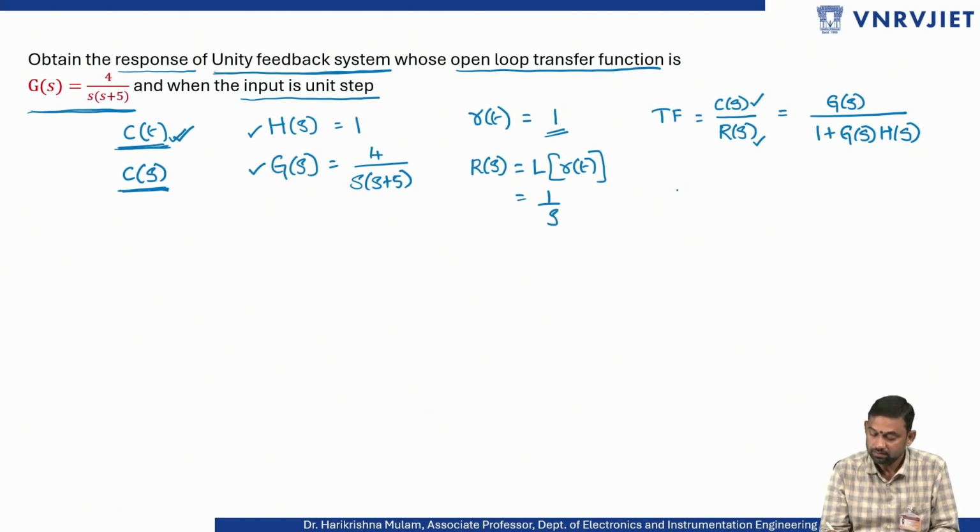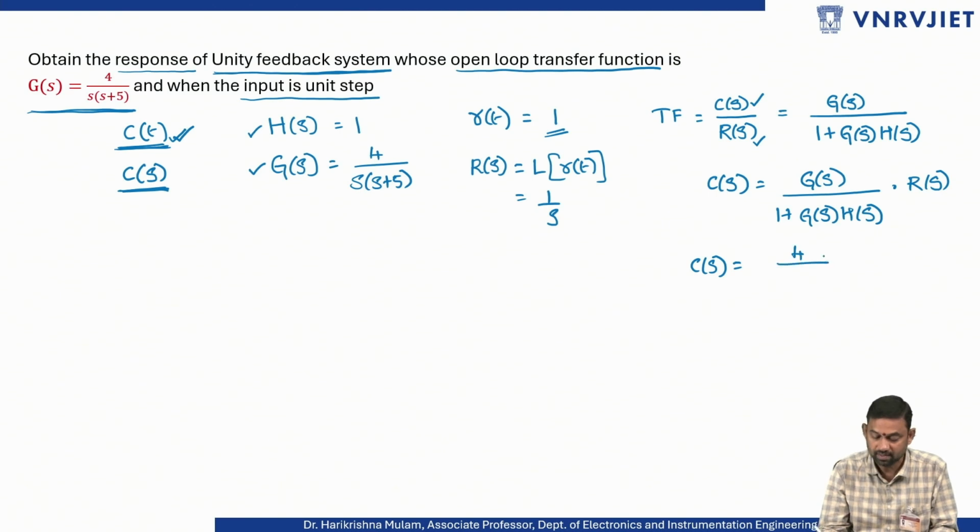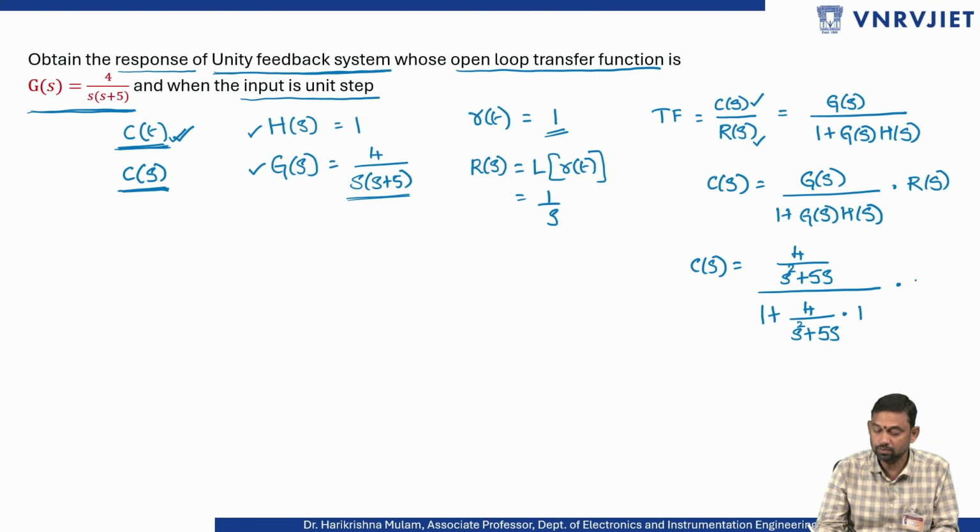Now from this expression, you can write C(s) = G(s) / (1 + G(s)H(s)) times R(s). Therefore, C(s) is equal to G(s), which is 4 / (s(s+5)), that is 4 / (s² + 5s), divided by 1 + G(s), which is 4 / (s² + 5s), times H(s), which is unity, times R(s), which is 1/s.